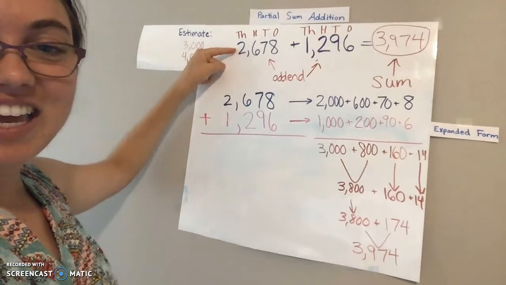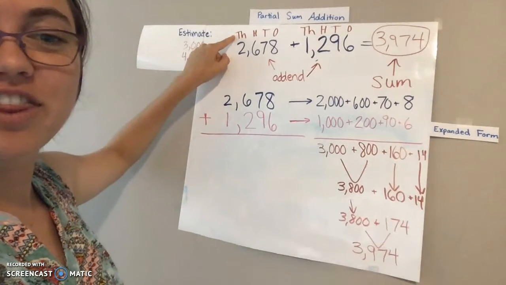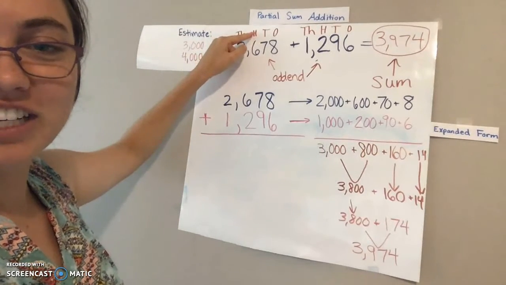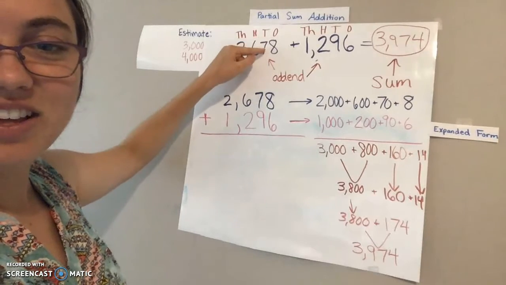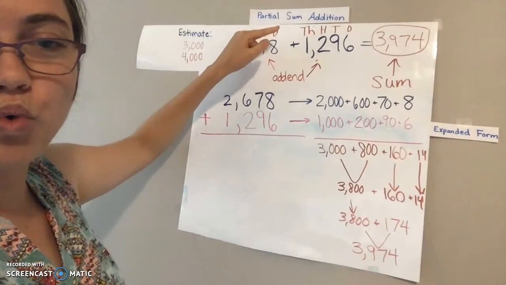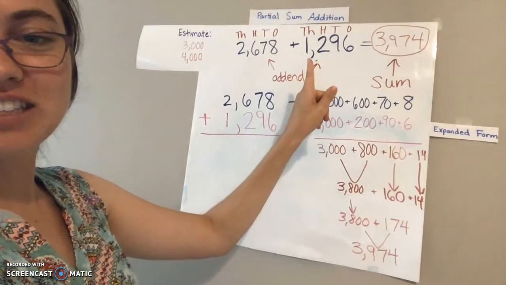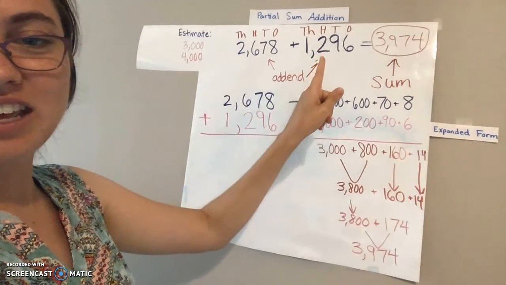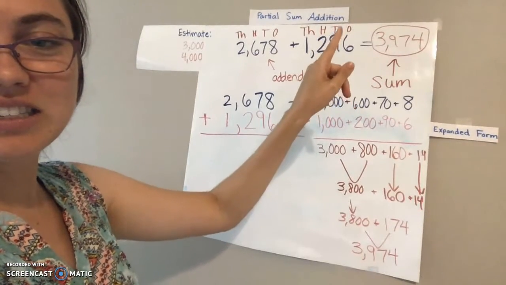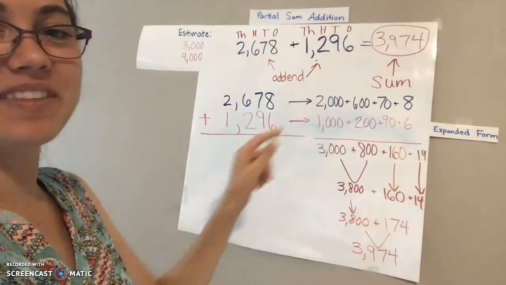parts. We had how many thousands in our first addend? 2, so we put TH for thousands. Hundreds, we had 6 of them, so we wrote an H for hundreds. 7 tens, T for tens, and 8 ones, O for ones. What about our second addend? How many thousands did it have? 1,000. How many hundreds? 2 hundreds. We had 9 tens, T for tens, and then an O for ones. We had 6 of them.